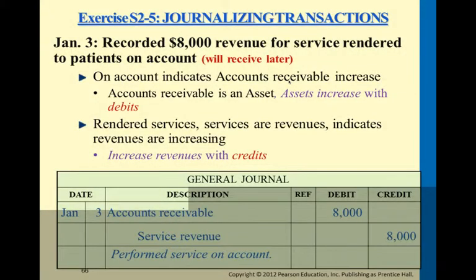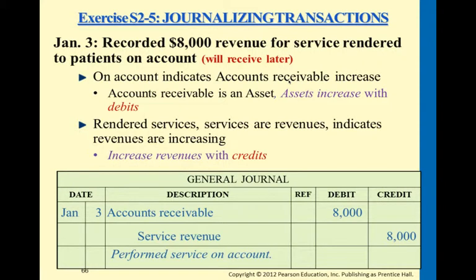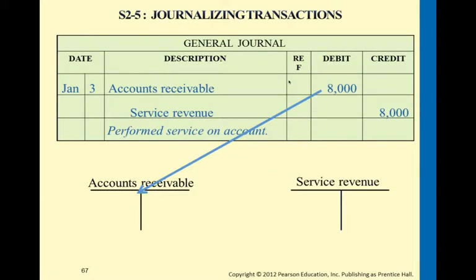Okay, accounts receivable and service revenue. So we have an asset increase on the debit side and a revenue increase on the credit side. Again, open up 2 accounts. The debit amount goes to the debit side, and the credit amount goes to the credit side.